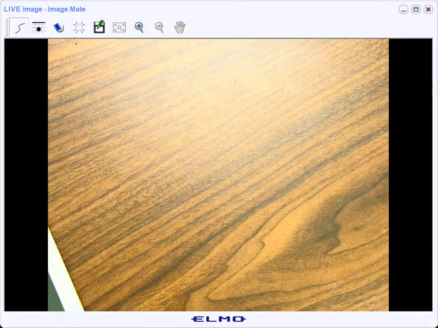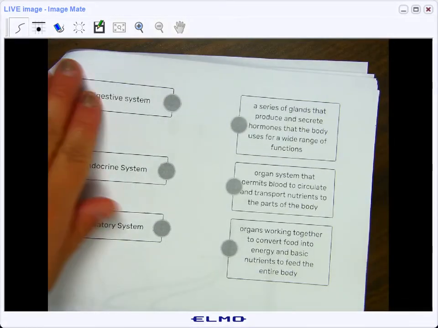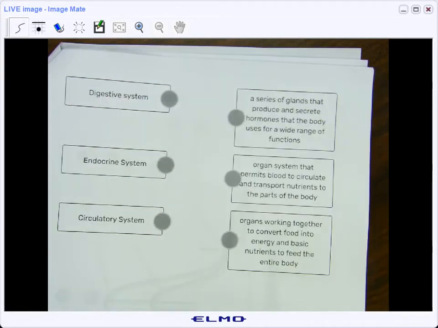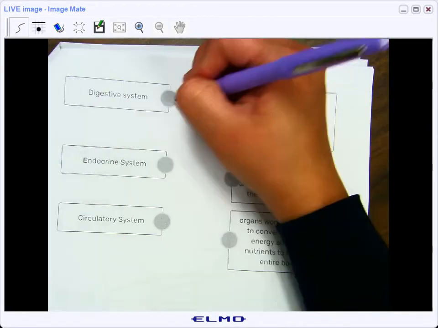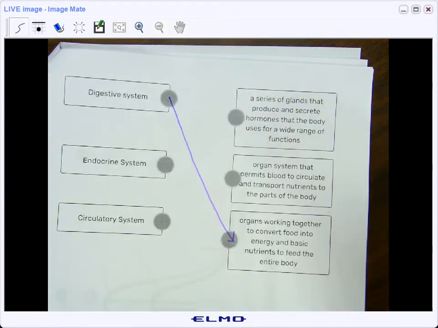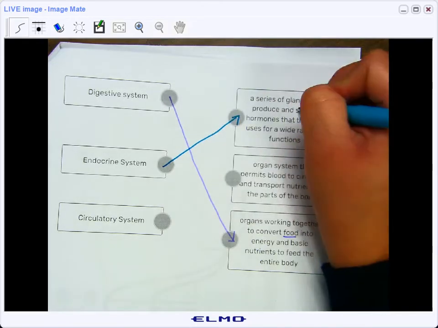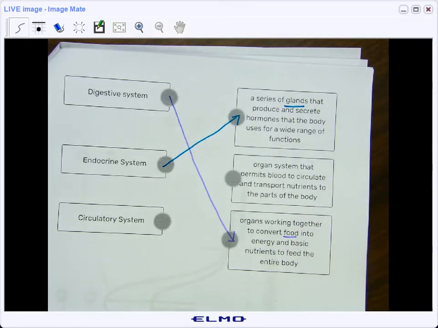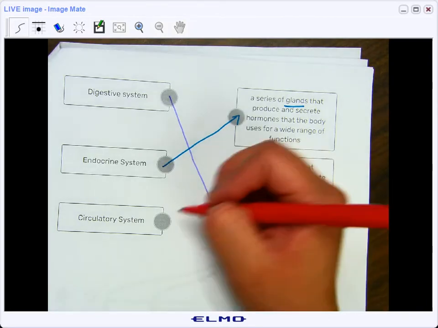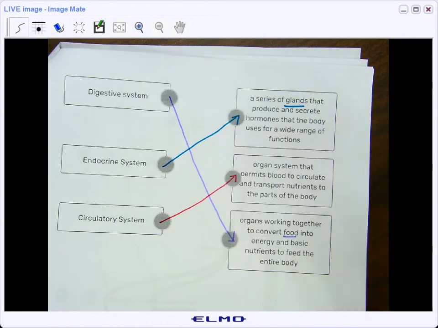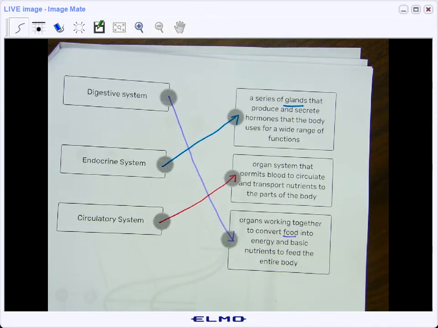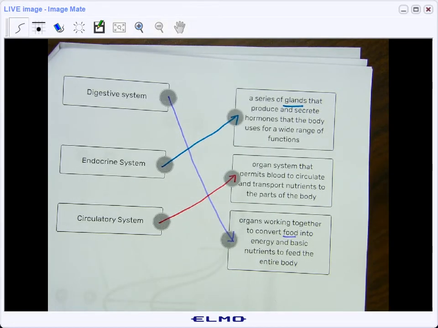Next, we're going to match the systems with their correct definitions. Your digestive system has organs working together to convert food into energy and basic nutrients to feed the entire body. Your endocrine system is going to use glands that produce and secrete hormones that the body uses. And finally, your circulatory system is going to allow blood to circulate and transport nutrients to the parts of the body.